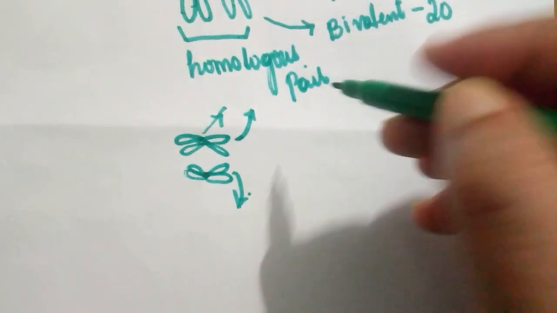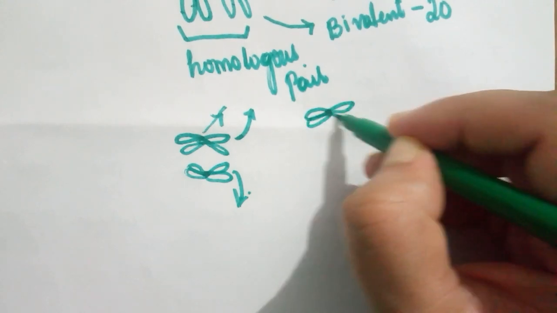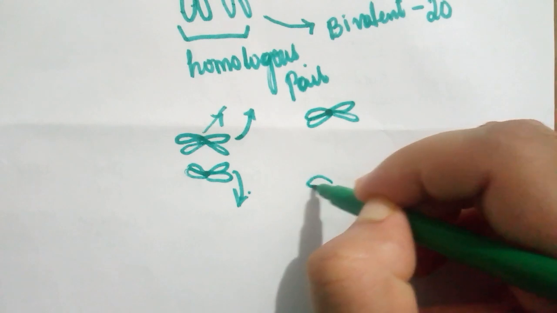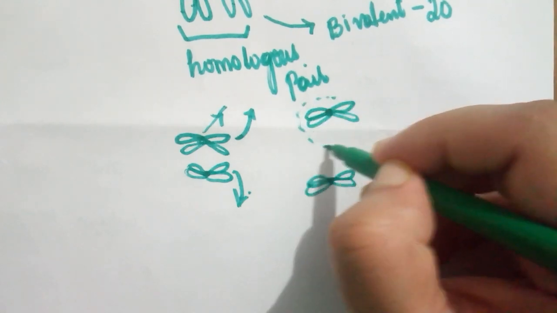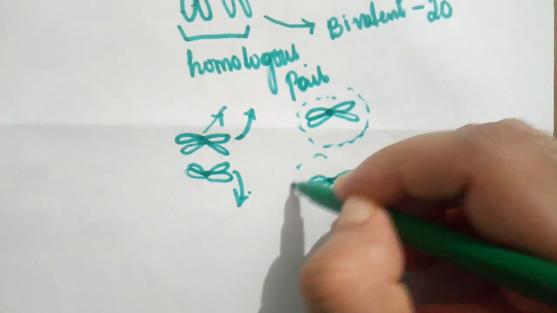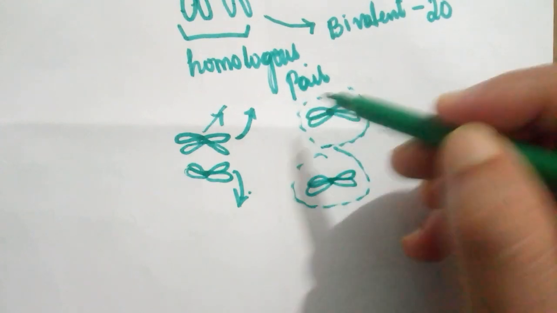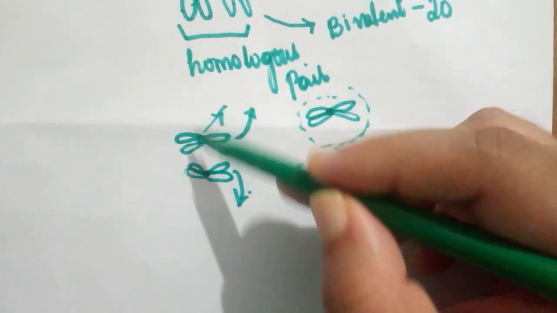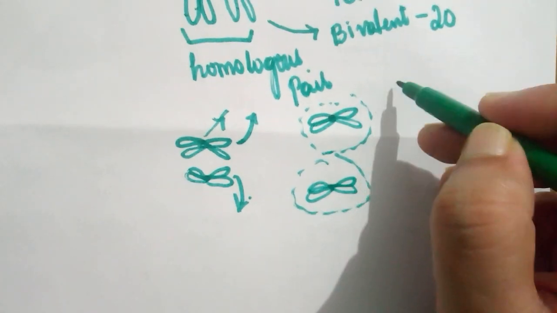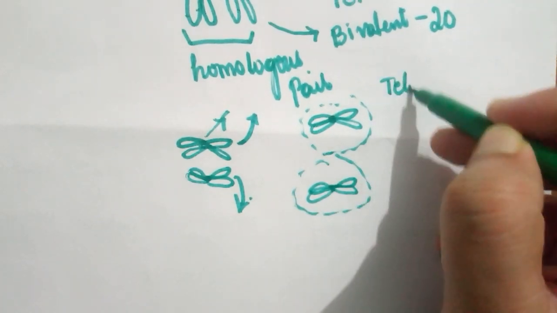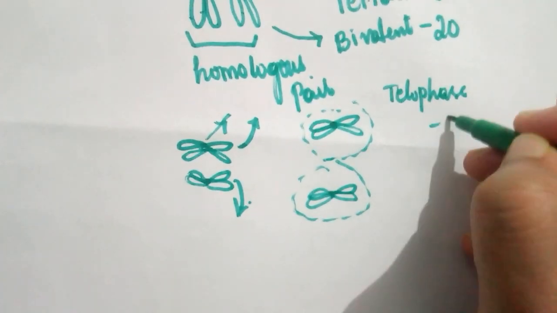So each pole, or each cell, will receive how many chromosomes? When there are two chromosomes, each nucleus in telophase 1 will be getting 1. So at the end of telophase 1, each nucleus will be having how many chromosomes? It is again 20.